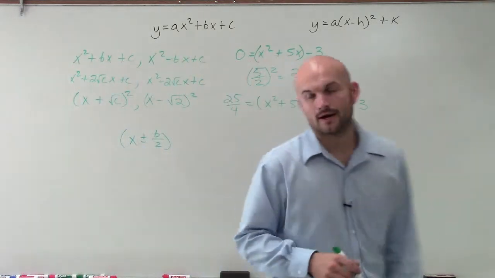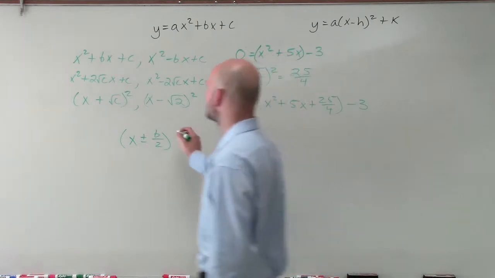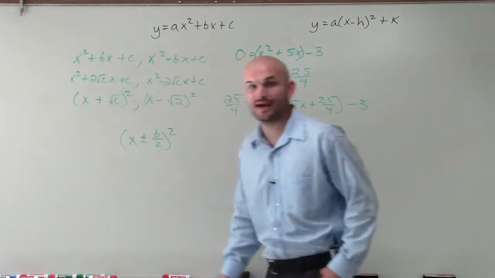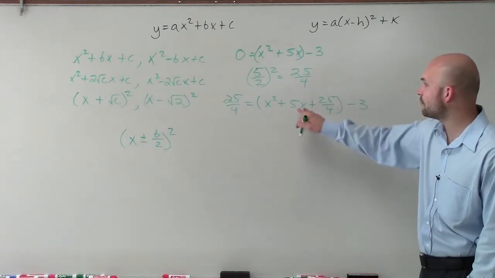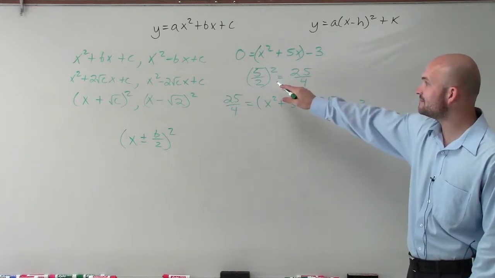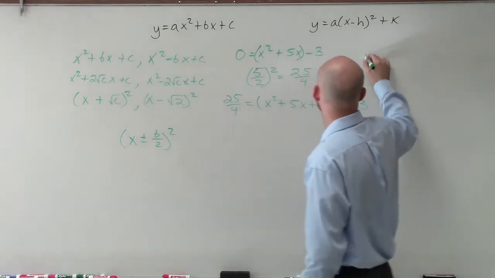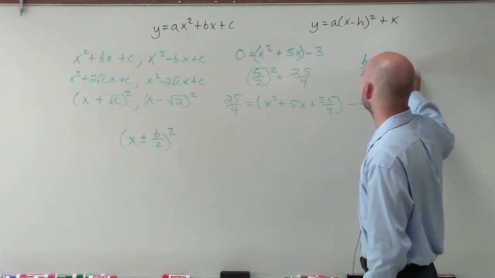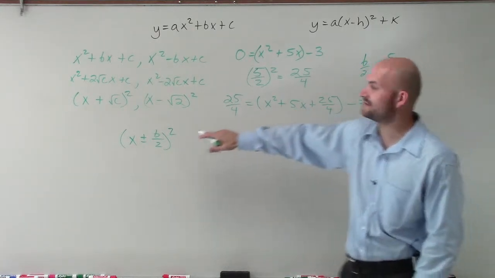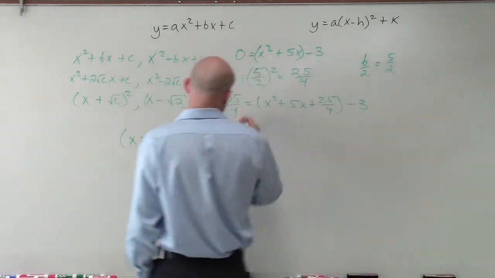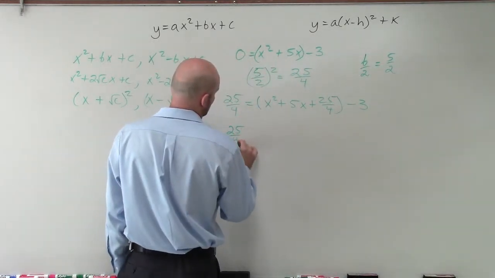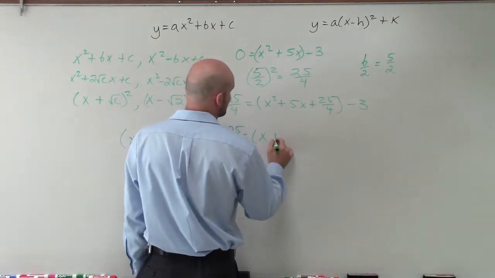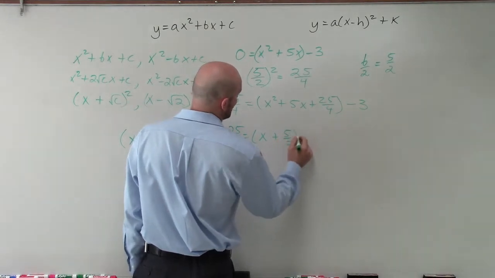All right. So if I just take my x plus or minus my b divided by 2, that's another way that you can rewrite your factored form for this. So if I look at this, my b divided by 2 is equal to 5/2. And since this is positive, I'm going to use the positive version of this. So I still have 25 over 4 equals x plus 5/2 squared.